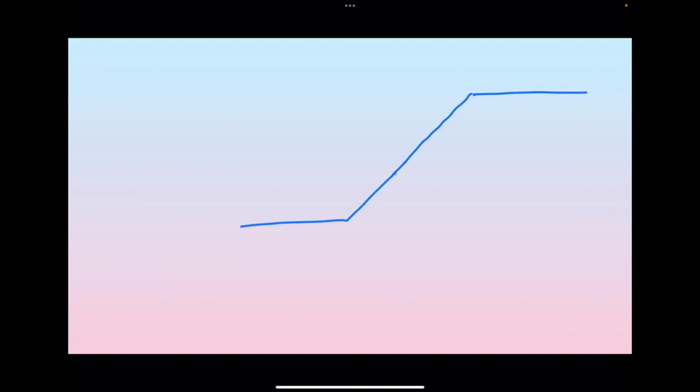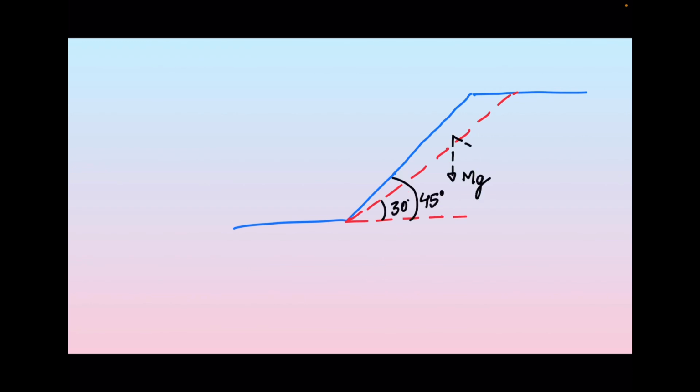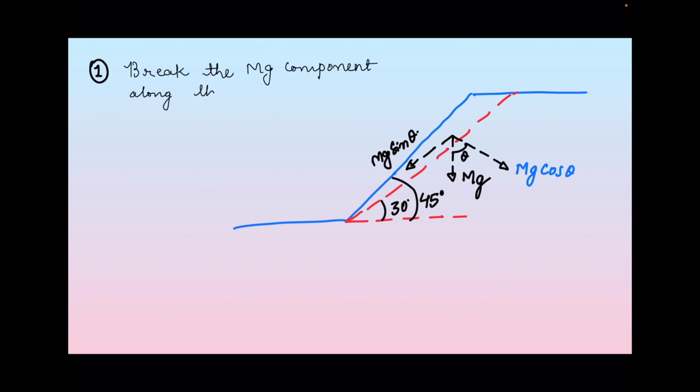Question 23, in which factor of safety has been asked. The slope angle is 45 degrees and the fault plane angle is 30 degrees. mg is the mass of the rock, and you can see mg sin theta and mg cos theta are the components along the fault plane and normal to the fault plane.